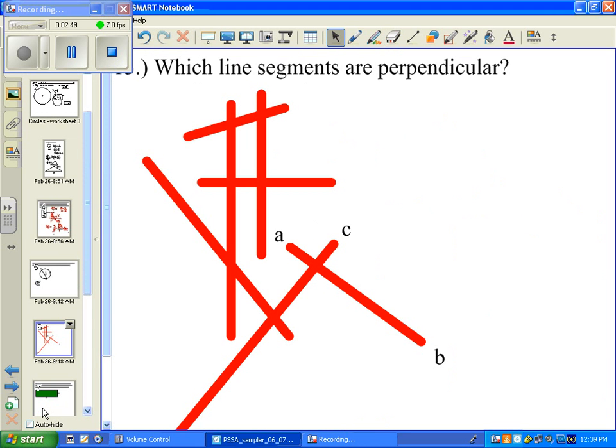Which line segments are perpendicular? If we look at our test sheet, it's on page 10. This happens to be number 13. I drew this out. It doesn't exactly follow what we have on our test sheet, but I wanted to point something out to you. If you look on your test sheet, notice that when they talk about a perpendicular, they have a little square in the line where these two lines intersect. They're perpendicular because there's a right angle here, and the right angle equals 90 degrees.